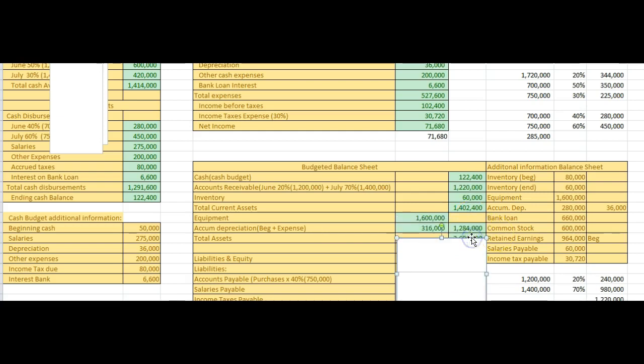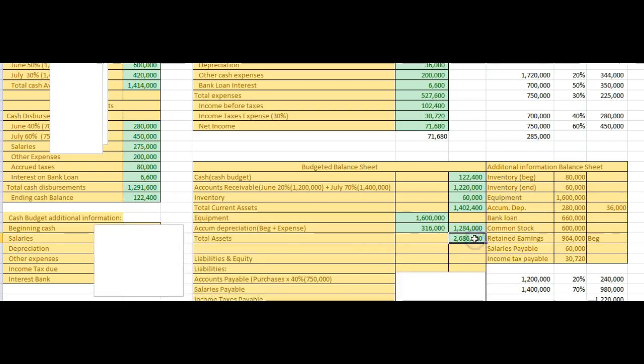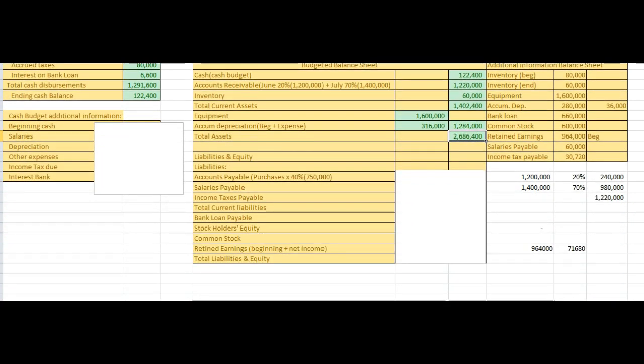1,402,400. And now we have to look at the equipment, because that's listed. Equipment was listed at 1,006,000. We already had accumulated depreciation of 280,000, but we have to add the new from up here, of $36,000, so that comes to $316,000 in accumulated depreciation, or a net of $1,284,000. Just kind of get that out of there. That gives us total assets of $2,686,400. Now we're going to hope that our liabilities and equity meet that.